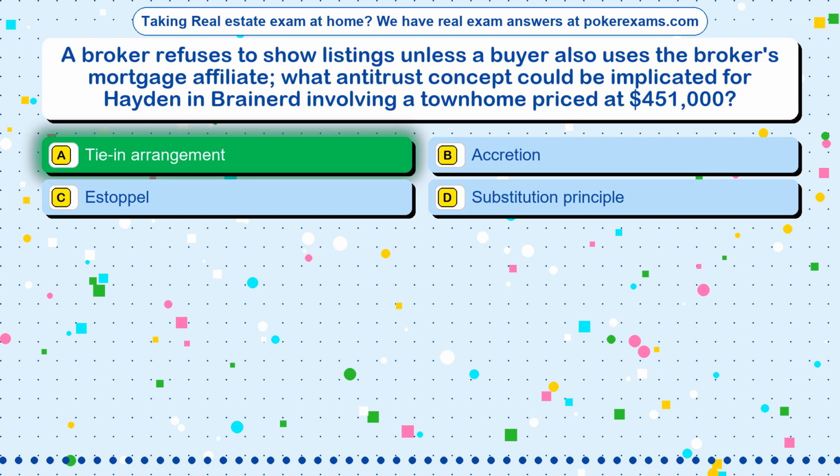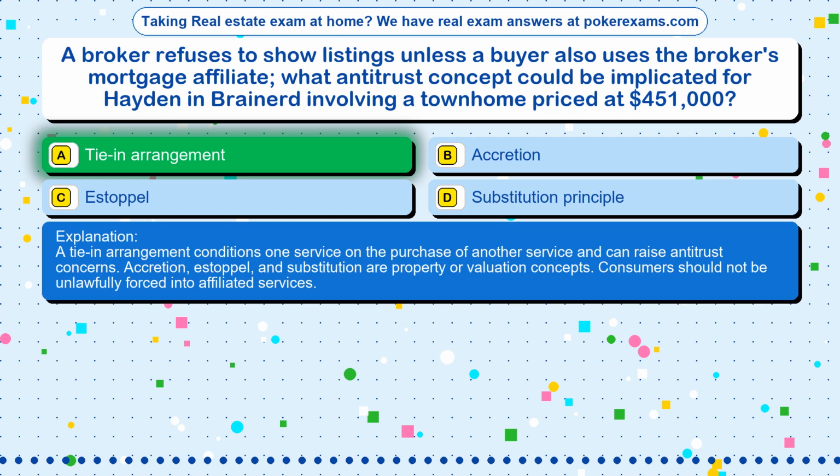The correct answer is option A, tie-in arrangement. A tie-in arrangement conditions one service on the purchase of another service and can raise antitrust concerns. Accretion, estoppel, and substitution are property or valuation concepts. Consumers should not be unlawfully forced into affiliated services.